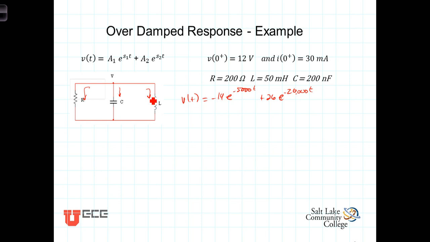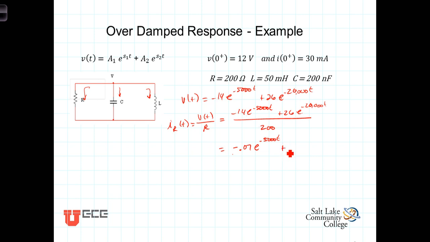The current through the resistor, I sub r as a function of t, will just be V of t divided by the resistance r, or negative 14 e to the minus 5,000 t plus 26 e to the minus 20,000 t, divided by 200. And that equals negative 0.07 e to the minus 5,000 t plus 0.13 e to the minus 20,000 t. So the current through the resistor can be found by taking this voltage that we determined, dividing by the resistance.